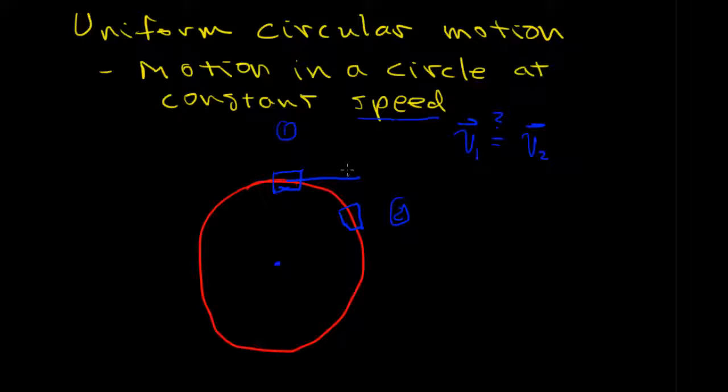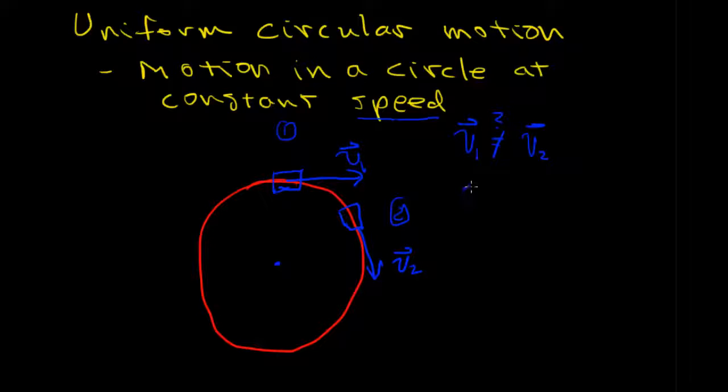This is the direction of the velocity at this point. This is v1, right? And again, velocity is magnitude and direction. And over here is the velocity v2, its velocity at time t2 at position 2. And you can see that the velocities are not the same, because their directions are different, even though the speeds are the same.